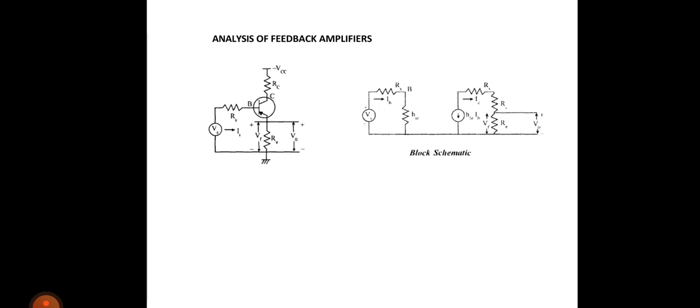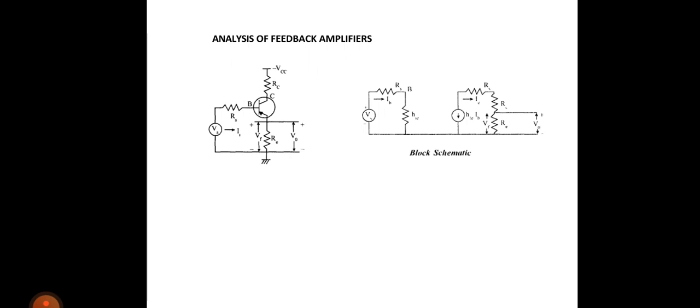Now, since it is voltage sampling, make V0 equal to 0. When I short this, RE is neglected, which means the emitter terminal will be connected directly to ground. Therefore what will be the input circuit? At the input side you have Vs and Rs, and the emitter is connected to the ground. That is the input circuit.